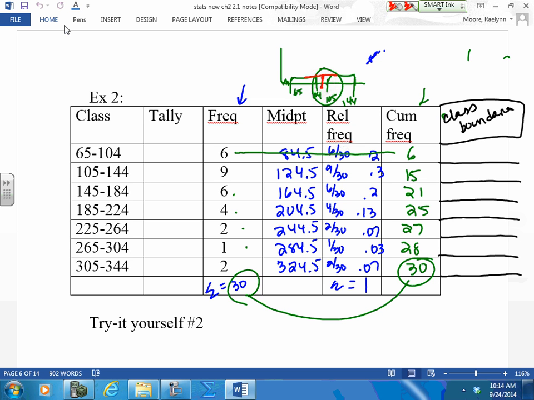So the rule is this. You take your class interval and you drop the low end 0.5. And then you raise the high end 0.5. This is basically what you're doing. Here's your 64. Here's your 104. You want to make this bar a little bit wider. So you drop the low end 0.5, 63.5. You raise the high end 104.5.